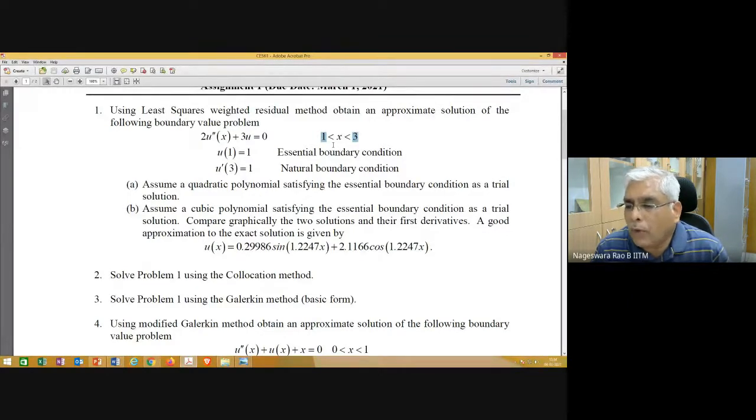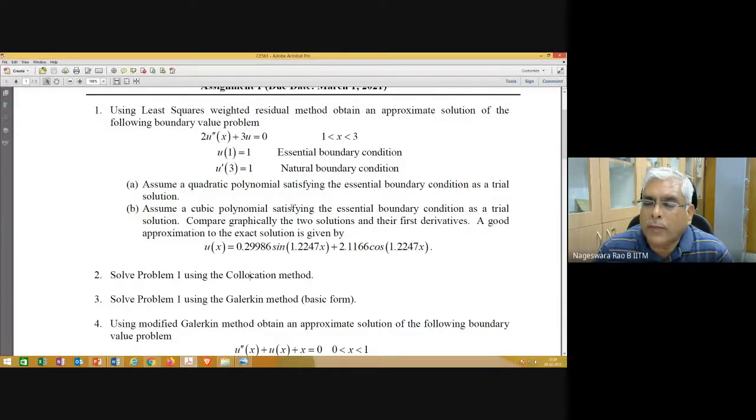Okay, and force the error at that point to 0. And again, here in the collocation method also, depending on the selection of the collocation point, the answer changes. Suppose I just mentioned you can select any point between 1 and 3, including 1 and 3, okay?